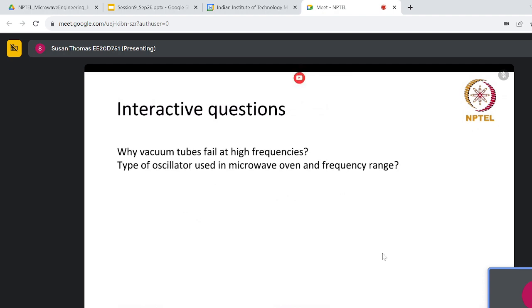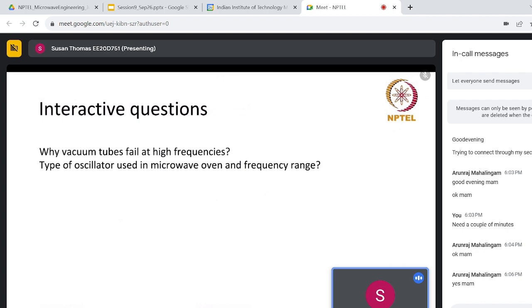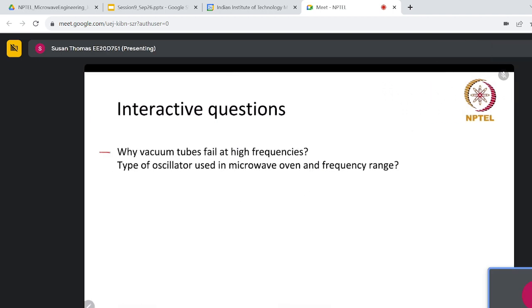Just to understand how much you could gather, can you please give your comments on this question? What do you think, why do vacuum tubes fail at high frequencies? Or why do we have to go for microwave tubes? Yeah, as you said rightly, wavelength is small, so maybe you are referring to the high frequency, right?